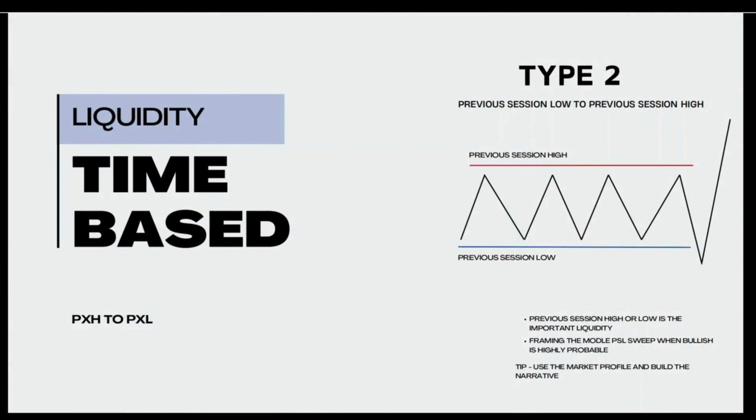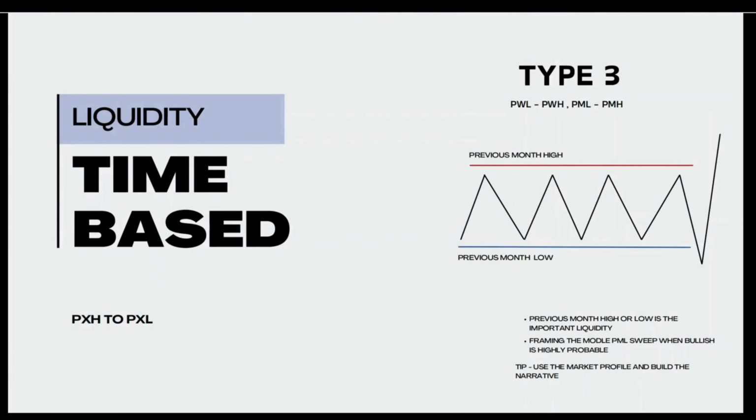Type 2, previous session low to previous session high. So you can just frame the model, which is a previous session low to the previous session high when bullish. So just simply mark out the previous session low and then previous session high. When you're bullish, wait for the key level to hit and create the SMT, and you got the time-based liquidity entry there.